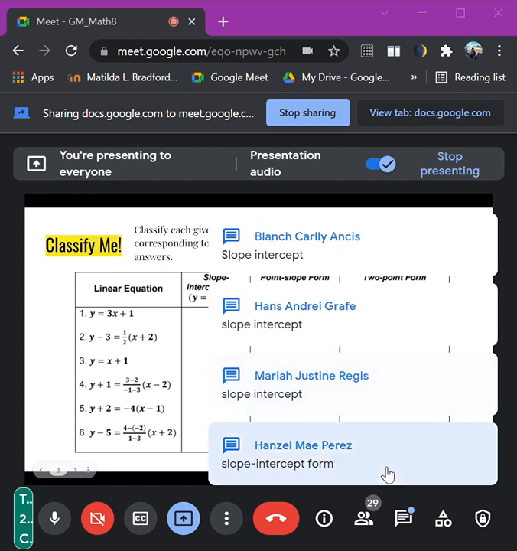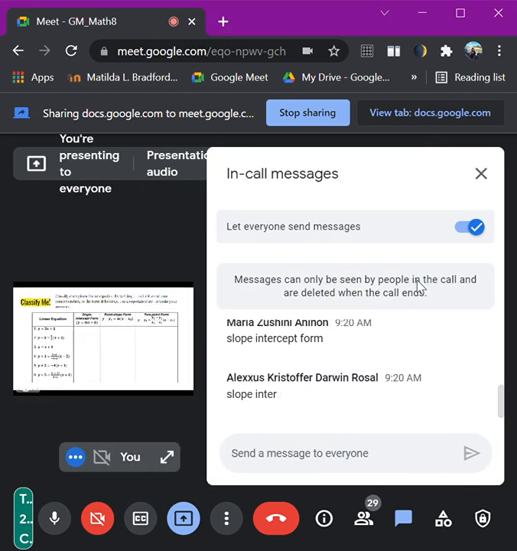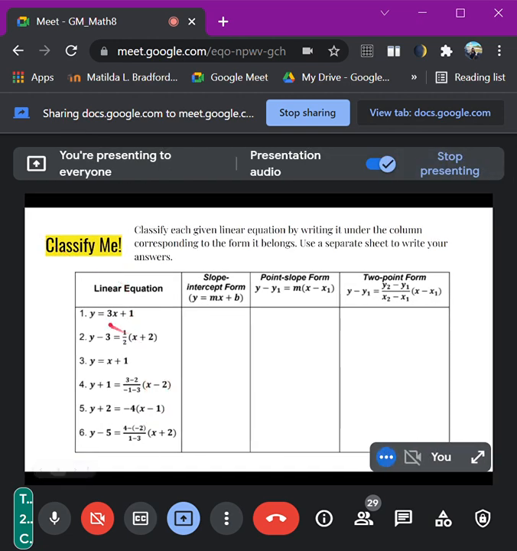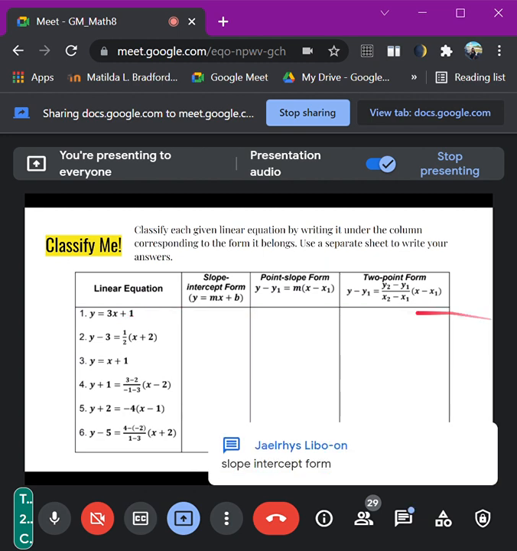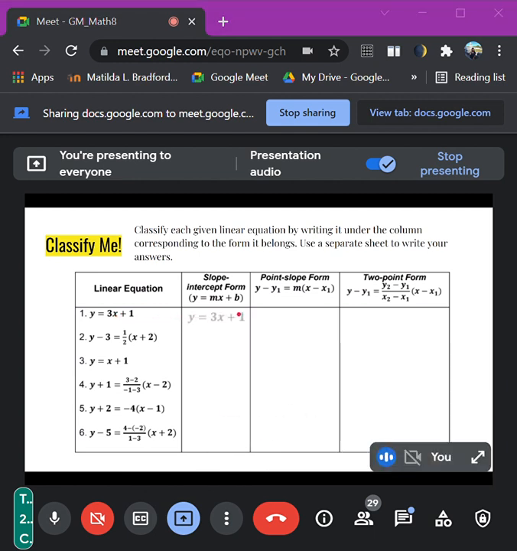Okay, we have some answers here, which is slope-intercept form, because we have y is equals to 3x plus 1. So you have there y on the outside, and then 3 is your slope, x, and then your y-intercept is 1. So very good.